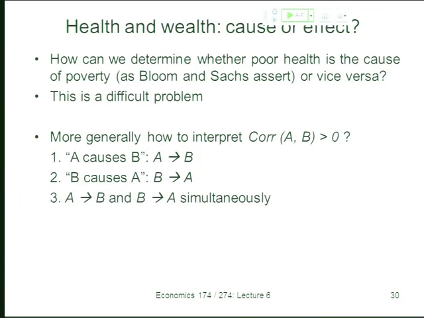The third possibility is that both are going on. So 1 and 2 are both true. A reinforces B, B reinforces A. And in some models, that process of feedback can actually lead to a very different equilibrium because these two forces reinforce each other. Again, that's not implausible here. And this sort of simultaneous mechanism is the conceptual underpinning of models of what are called poverty traps.